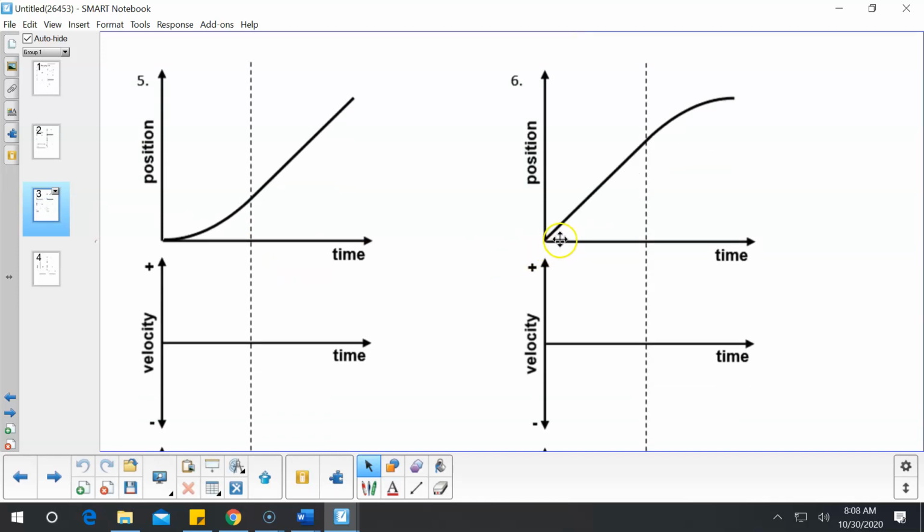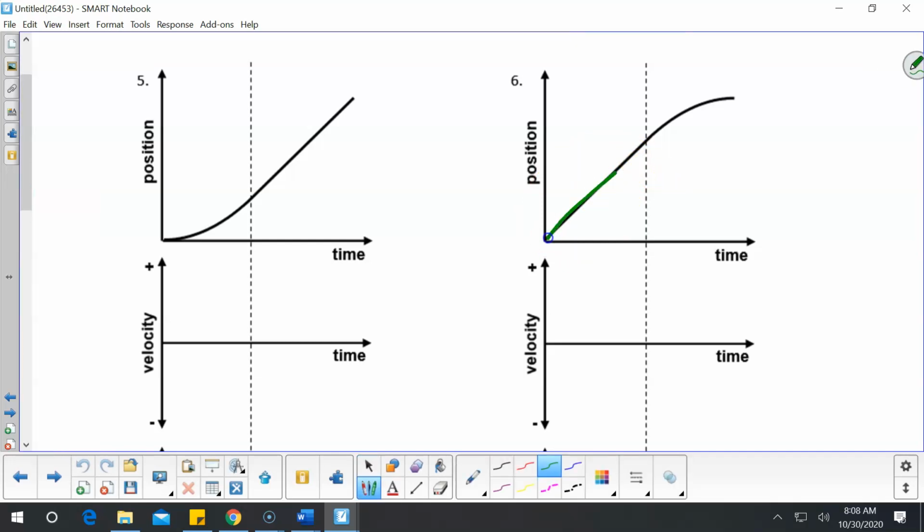On number 6, it looks like I have 2 segments, and in the first segment right here, this looks like a constant slope, and that slope is positive. So that means my velocity is constant and it's positive. I'm going to sketch that there. So remember, to get the velocity, we use the slope.